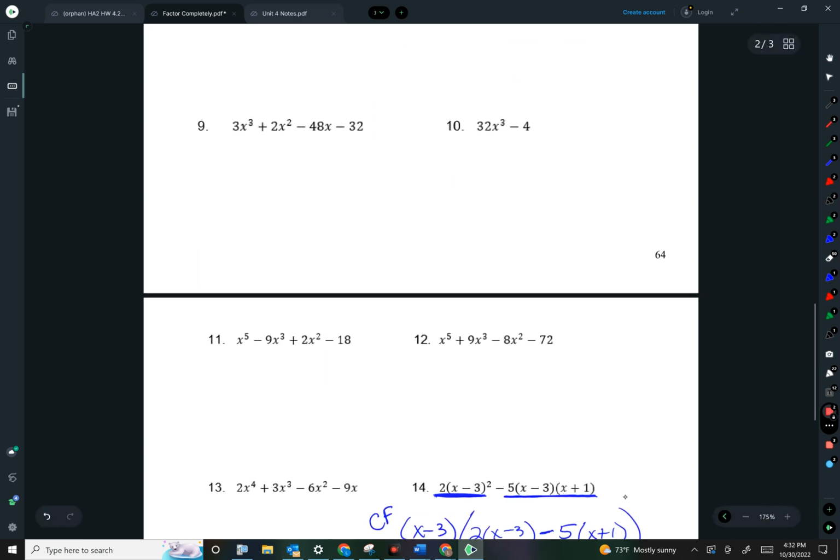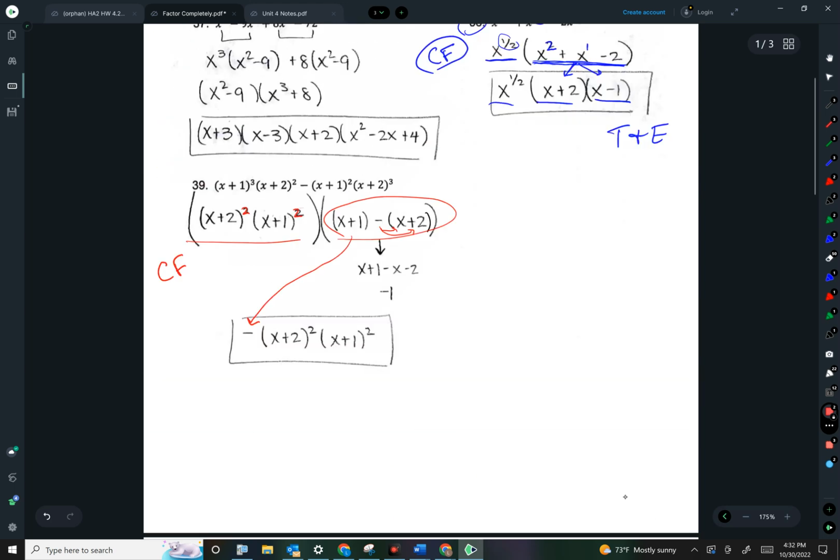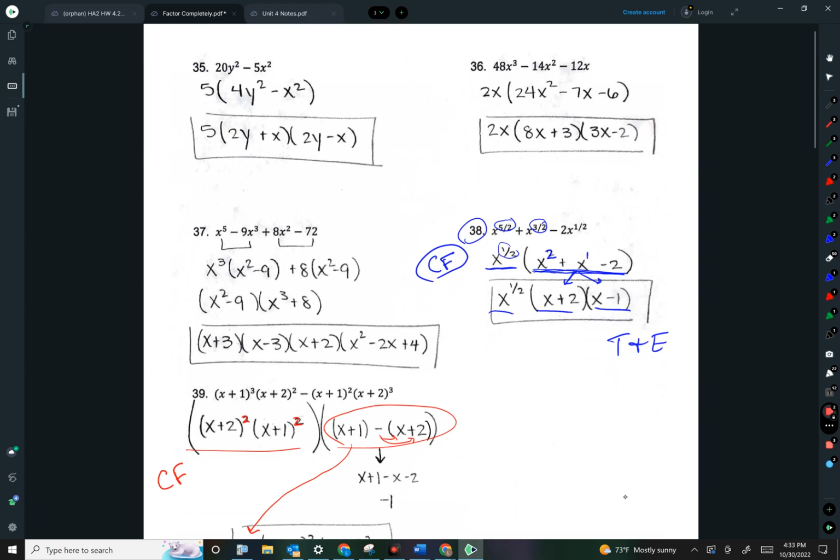Okay, so let's go back up to that homework page, and let's look at number 36. When you first look at 36, hopefully you noticed there was a common factor of 2x. Even though there were 3 terms, you don't automatically jump into trial and error. You always do common factor first. So first we did common factor, and then with what was left, we did trial and error to get these 2 other parentheses.